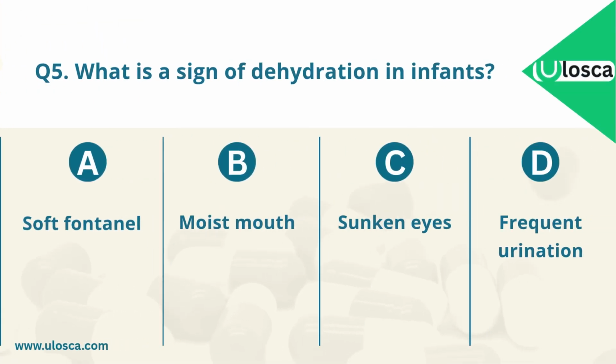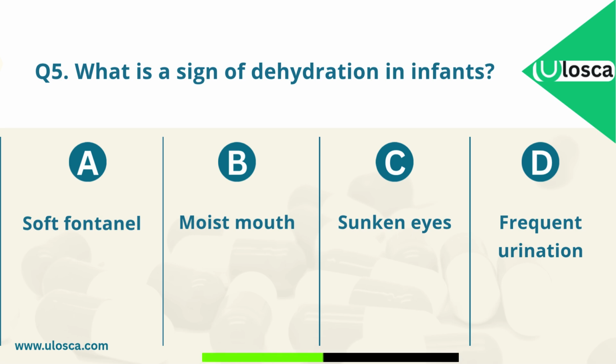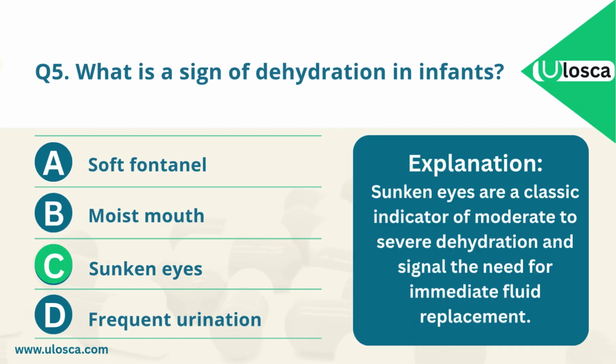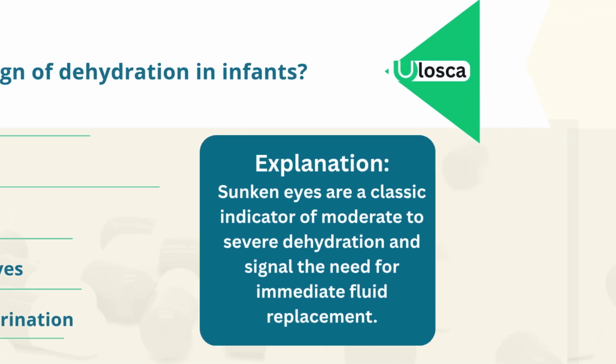Question 5. What is a sign of dehydration in infants? A. Soft fontanelle, B. Moist mouth, C. Sunken eyes, D. Frequent urination. Which one is the correct answer? The correct answer is C. Sunken eyes. Explanation. Sunken eyes are a classic indicator of moderate to severe dehydration and signal the need for immediate fluid replacement.